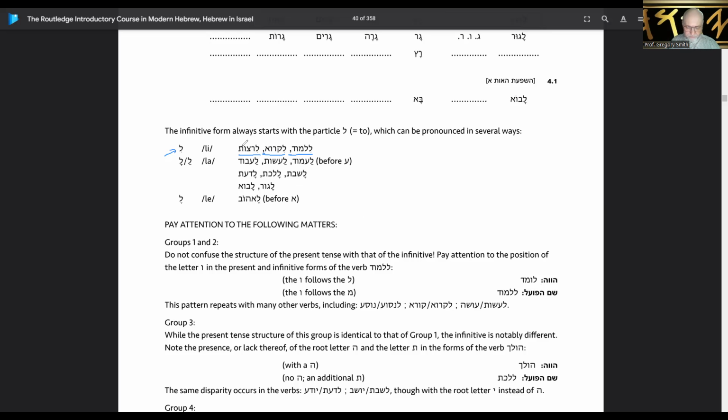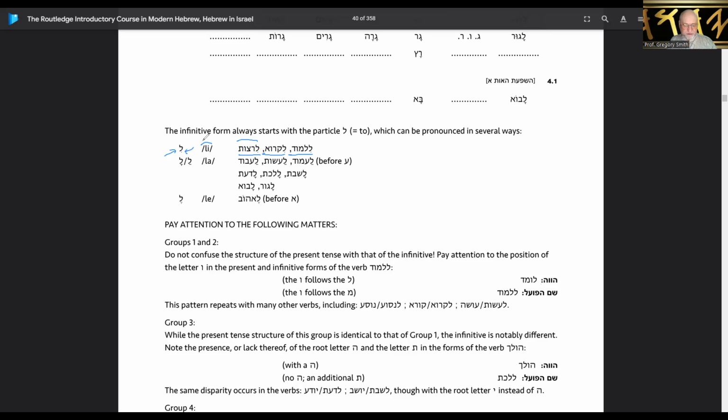Lirtzot. There we go. I think that's right. Lirtzot, לרצות. Yeah, lirtzot. To want. To want. Lirtzot. And so those are all examples of this hirik pattern, which is li.